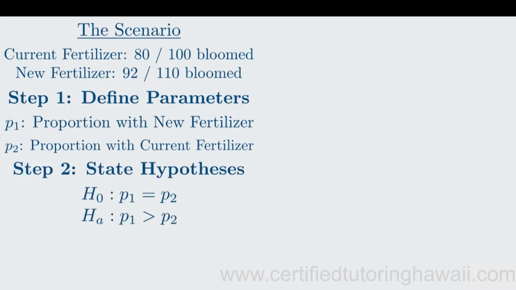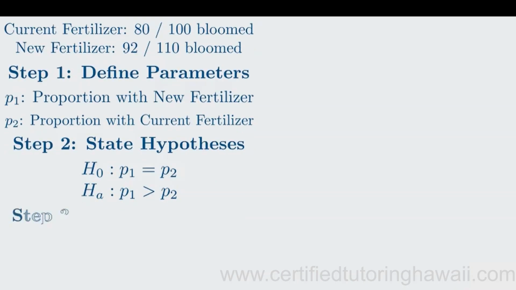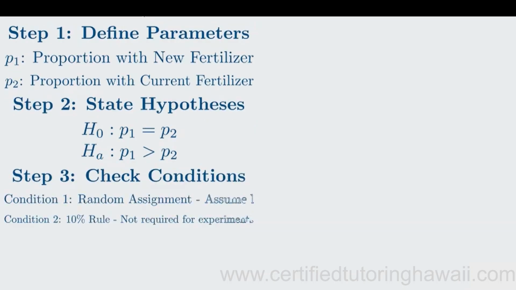Since we want to know if the new fertilizer increases the proportion, this is a one-sided test. The null hypothesis assumes the new fertilizer is no different than the current one. The alternative is that the new fertilizer's proportion is strictly greater. Now, let's justify the test by checking the conditions. For randomization, the problem should state that plants were randomly assigned to the two fertilizer groups. We will assume a randomized experiment was conducted here. Since it is an experiment, the 10% condition is not necessary.